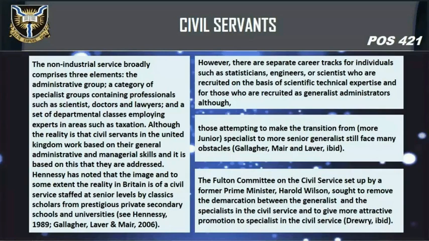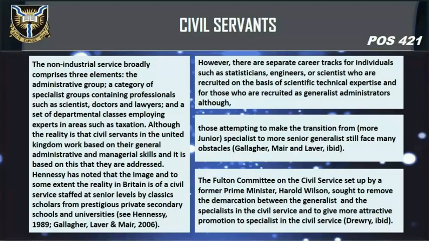Civil servants. The non-industrial service broadly comprises three elements: the administrative group, a category of specialist group containing professionals such as scientists, doctors, and lawyers, and a set of departmental classes employing experts in areas such as taxation. Although the reality is that civil servants in the United Kingdom work based on their general administrative and managerial skills, and it is based on this that they are addressed.